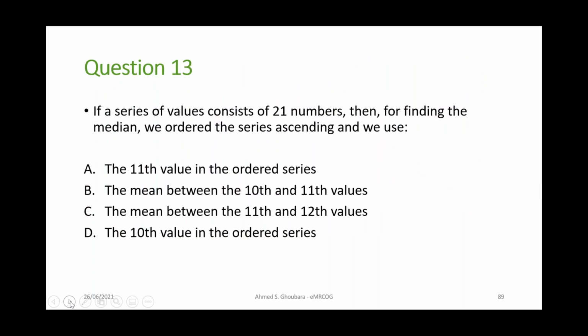So question 13: if a series of values consists of 21 numbers, then for finding the median, we order the series ascending from the lowest value to the highest value. So now we need to talk about the median. What's the median in this? It's observation number 11. Median means the middle. Mean means the average.